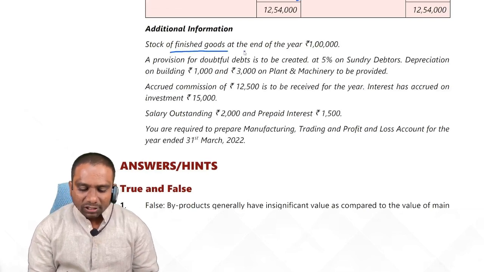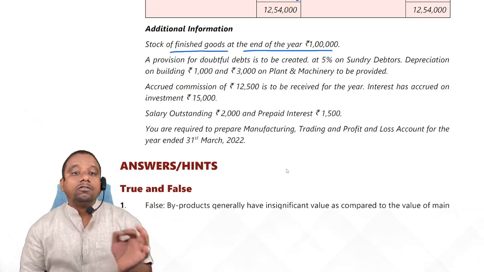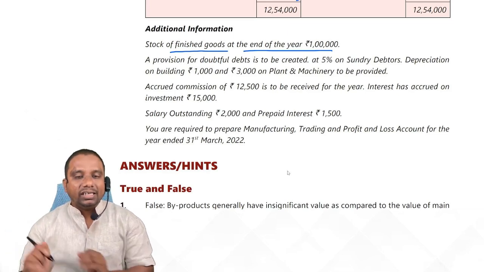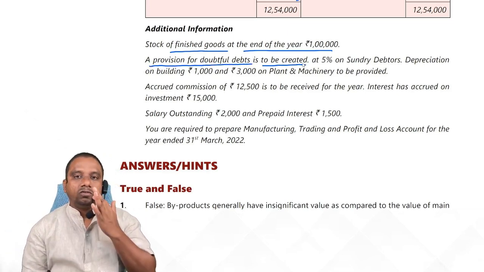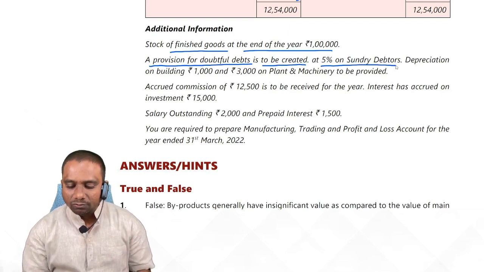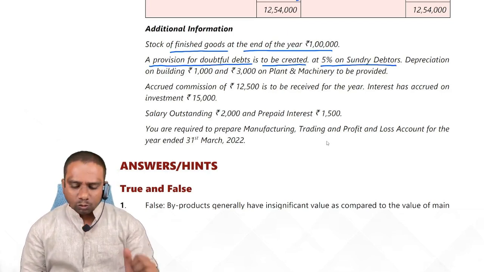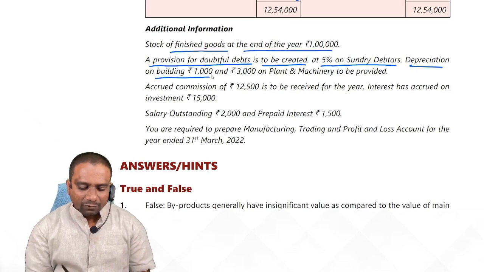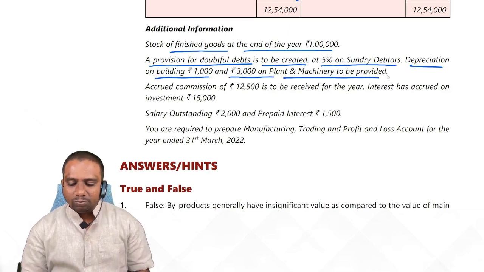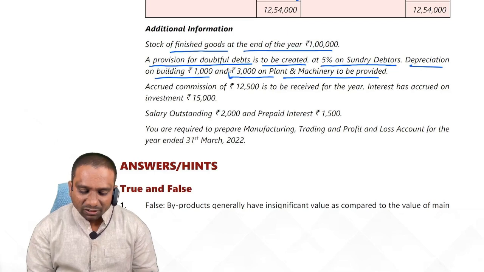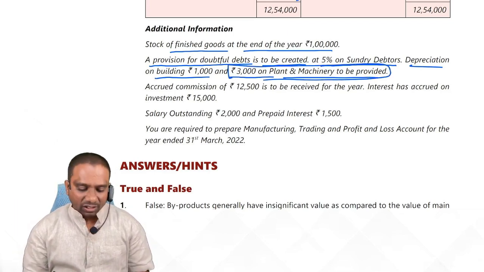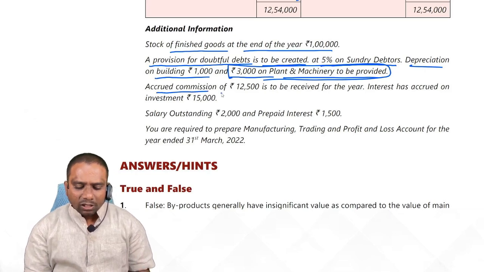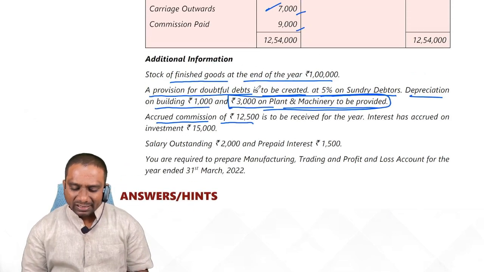Stock of finished goods at the end of the year 1 lakh. Stock of finished goods, so trading account credit side. A provision for doubtful debts is to be created 5% on sundry debtors. Already you know this adjustment. Depreciation on building 1,000 and 3,000 on plant and machinery. Depreciation on plant and machinery, don't forget to take it to the manufacturing account. Don't forget. Next one. Accrued commission of 12,500 is to be received for the year.